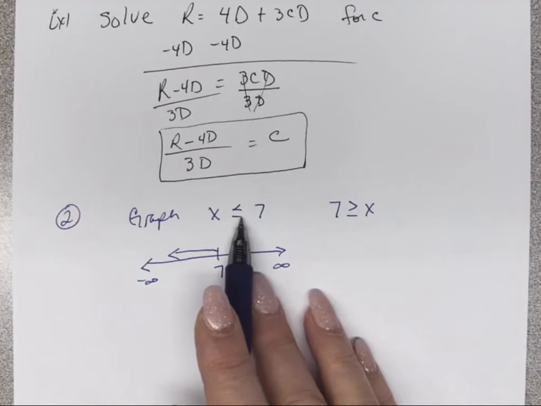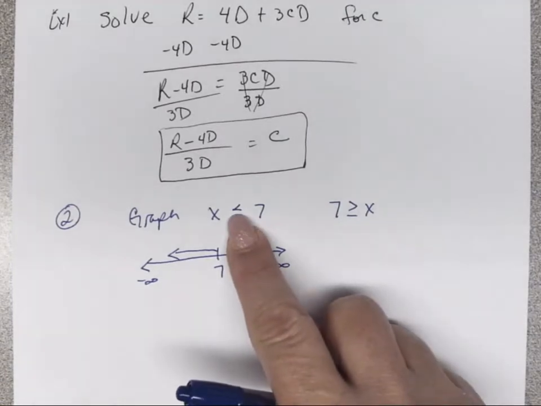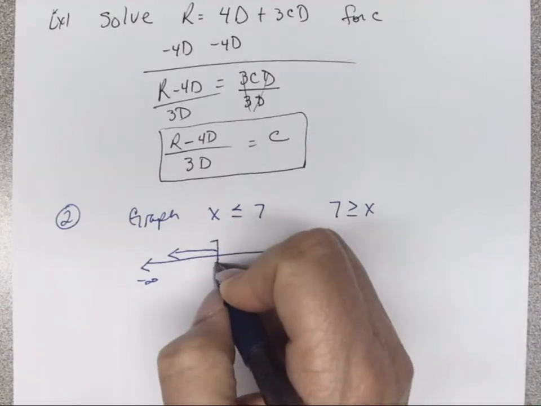Now, we have to figure out if it gets a bracket or if it gets a parentheses. If it doesn't have the equal part, it is a parentheses. If it has the equal part, it means it includes it, and you put a bracket.